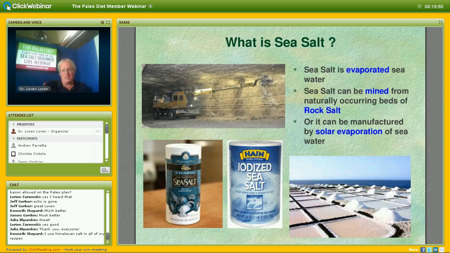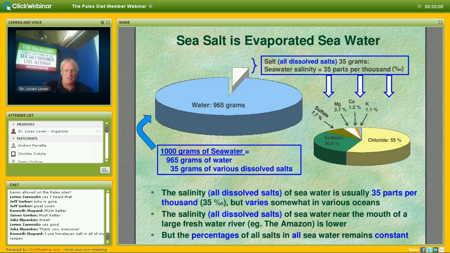If you look at the slide, you can see how they locate these solar evaporation beds next to the ocean, pump seawater into them, and then let the sun and the wind evaporate it. So that's pretty much what sea salt is. We've all probably been in the ocean and tasted seawater, and you know that it tastes pretty salty, and we call that salinity.